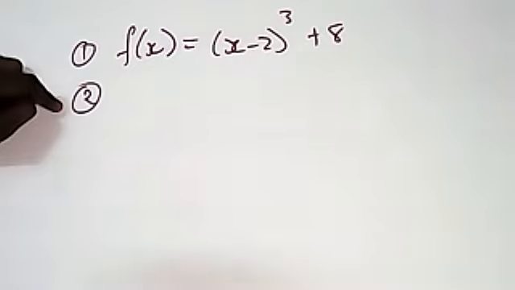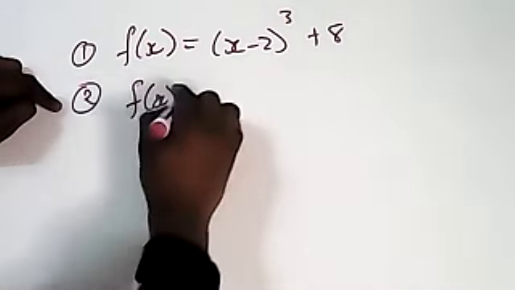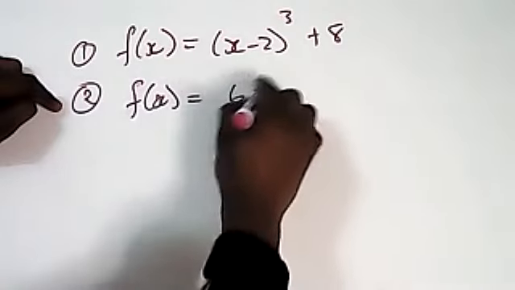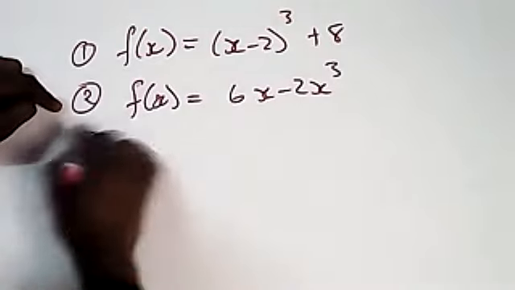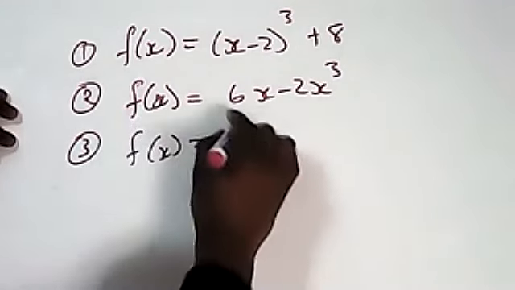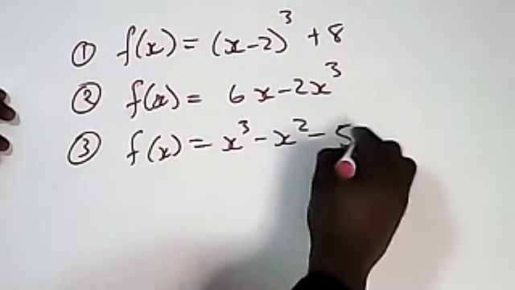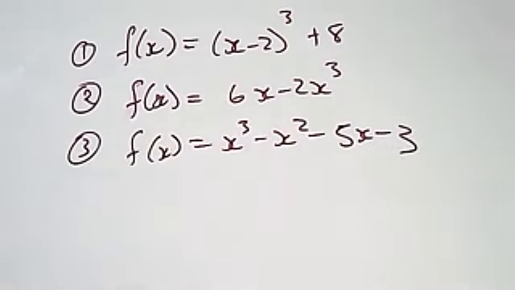The second one I want you to sketch for me is f of x is equal to 6x minus 2x cubed. And the third and the last one I want you to sketch for me is the function x cubed minus x squared minus 5x minus 3, right? Sketch those three, and then in all of them, show me the point of inflection.